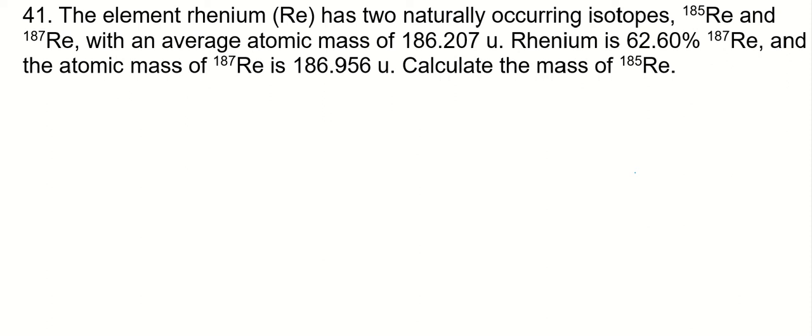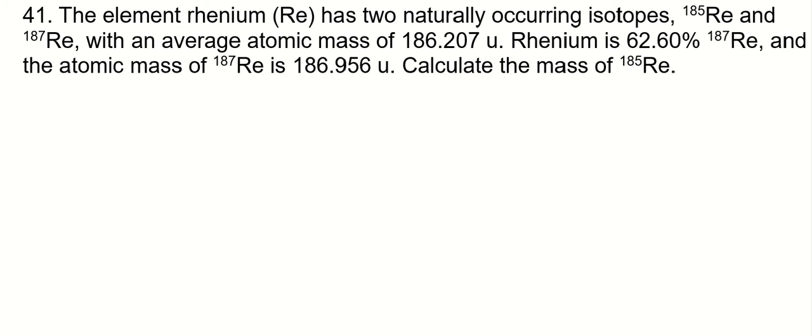So we're given that rhenium has two naturally occurring isotopes, 185 and 187. It gives us the average atomic mass, the weighted average, and it gives us all the information about 187. It gives us the mass and its percent abundance. With all that information, we're asked to calculate the mass of the other isotope, rhenium 185. All right, so we can do this.